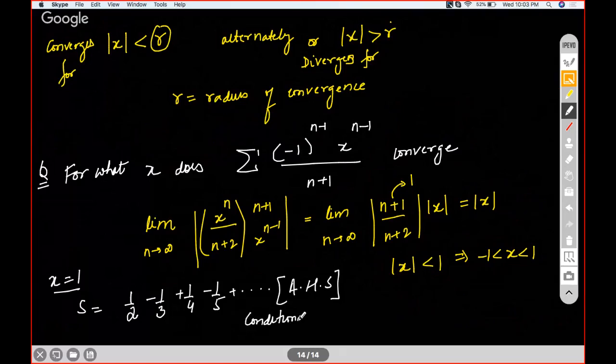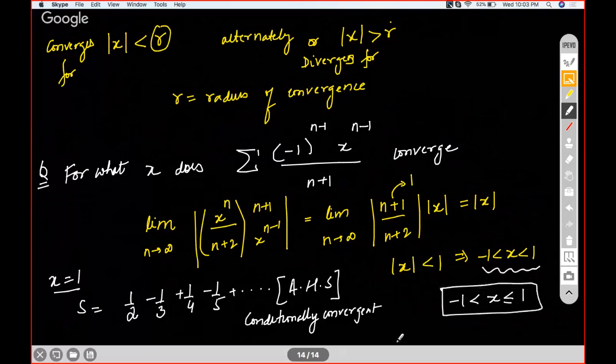So your answer would be slightly modified here. Instead of saying minus 1 to 1, you would say minus 1 to 1 including 1. This will become your answer. Are you getting it? Why? Do we always have to substitute the values? No. In certain cases like this, you need to just do a check at the corner points.